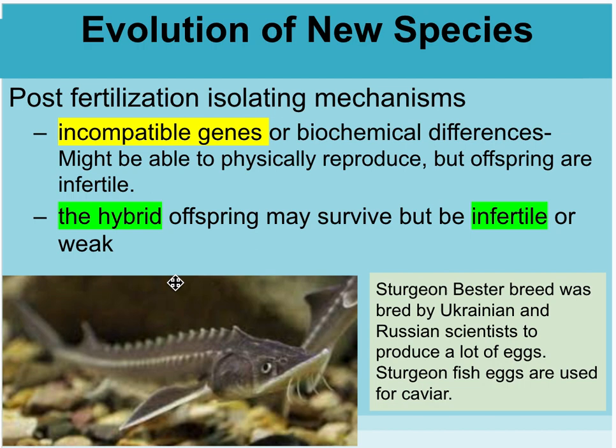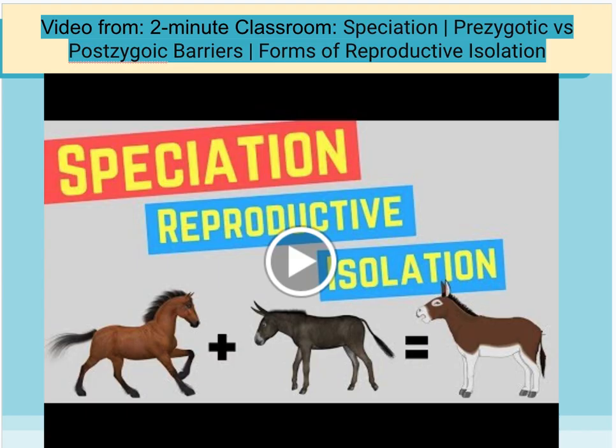So in the Ukraine and in Russia, different scientists thought it would be a good idea to make a hybrid sturgeon that makes a ton more eggs so that they could use them for caviar. And so they bred this hybrid. This hybrid is working out, but you can imagine the environmental disaster this would cause if this was ever released into the wild to breed with other things.